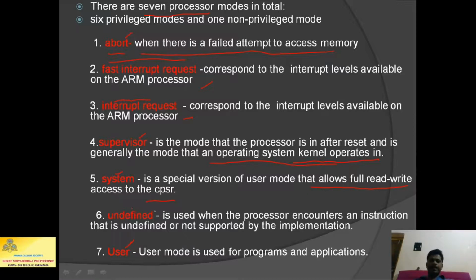Next we have undefined mode. In undefined mode, if the processor encounters an instruction that is undefined or not supported by the implementation, then the processor moves to undefined mode. When the instruction is undefined or not supported by the processor, even if you try to run that instruction through the processor, there will be some exceptions. That exception will move our processor into undefined mode. The last one we have is user mode. User mode is used for programs and application purposes.